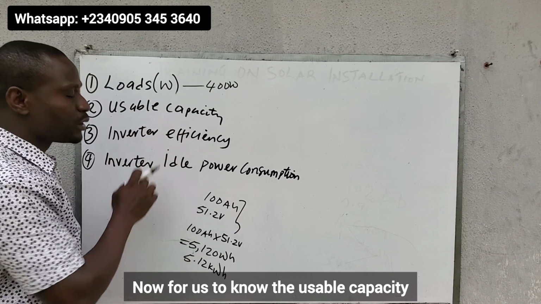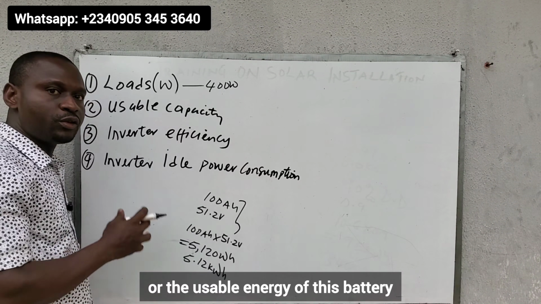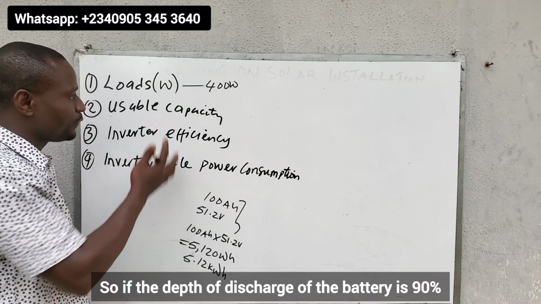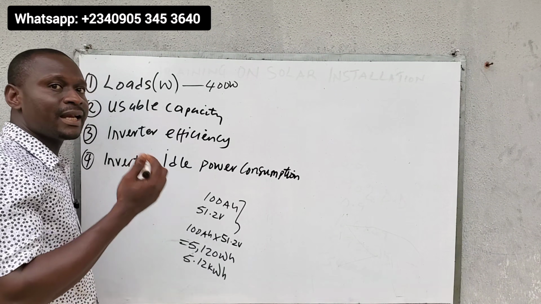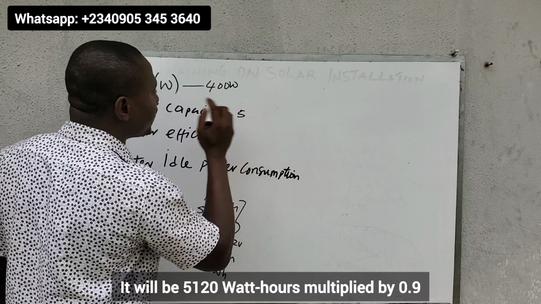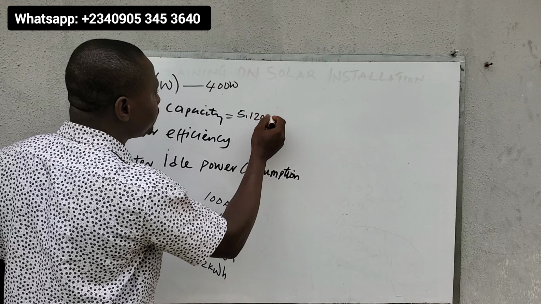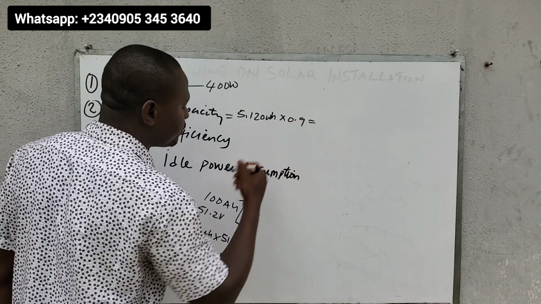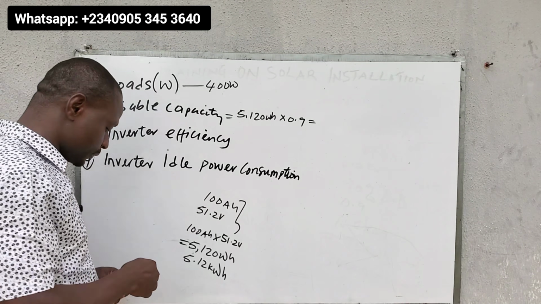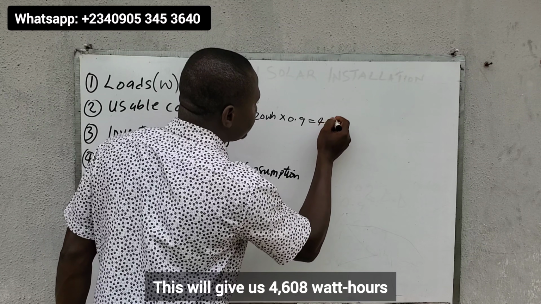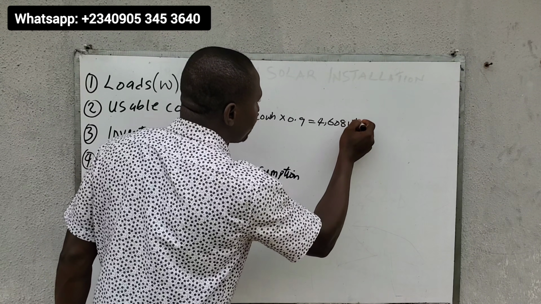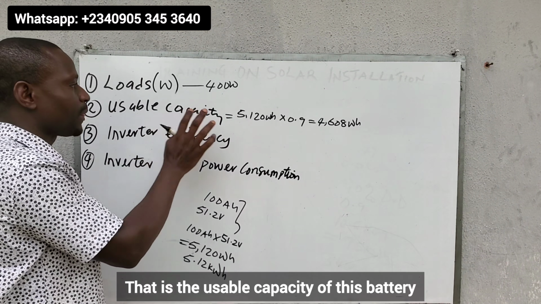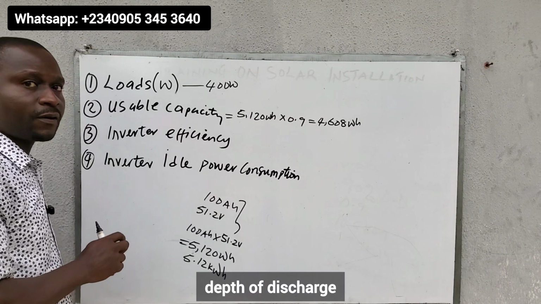Now, for us to know the usable capacity or the usable energy of this battery, we multiply this by the depth of discharge. So if the depth of discharge of the battery is 90%, it will be 5,120 watt hours multiplied by 0.9. The 0.9 there is 90%. This will give us 4,608 watt hours. That is the usable capacity of this battery if you're using 90% depth of discharge.